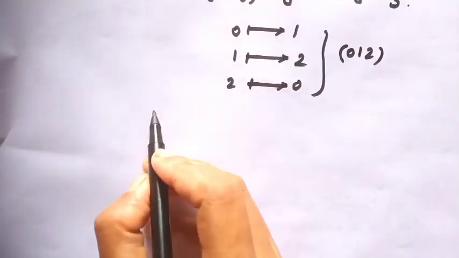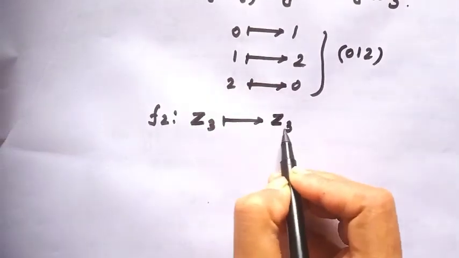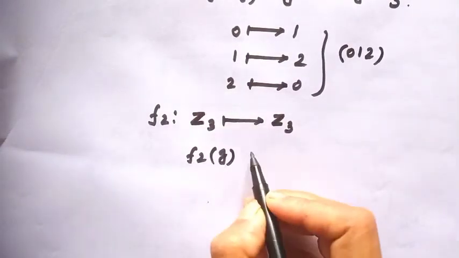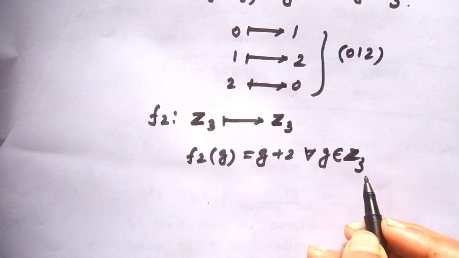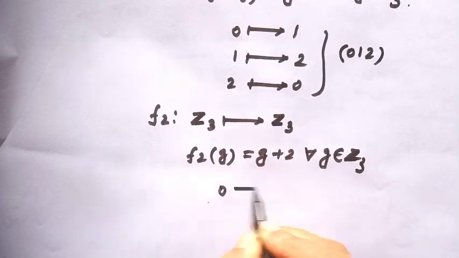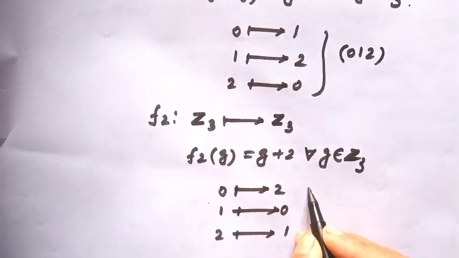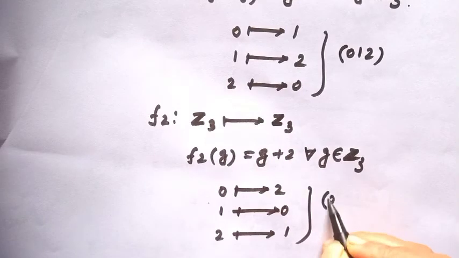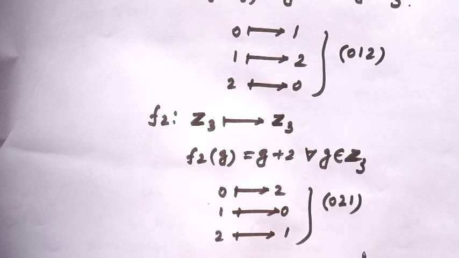Other is, consider f2 from Z3 to Z3 such that f2(g) equals g plus 2 for all g a member of Z3. Then what will be the mapping? 0 sends to 2, 1 sends to 0 and 2 sends to 1, and this is also a 3-cycle (0 2 1), because 0 sends to 2, 2 sends to 1 and 1 sends to 0. Are you getting?